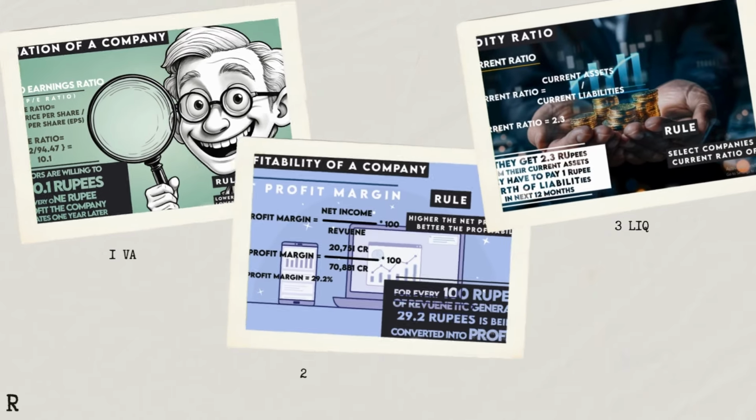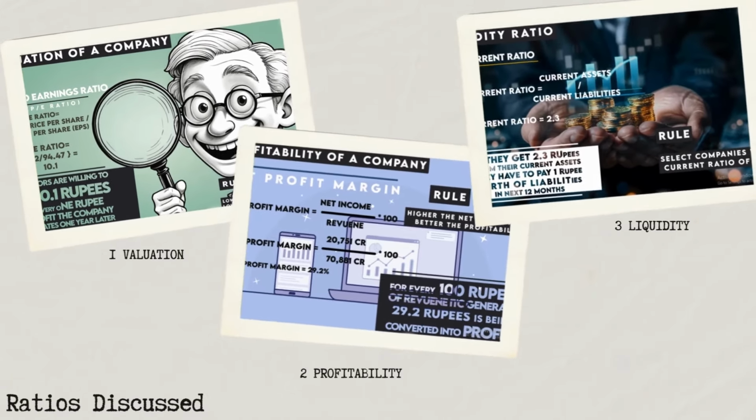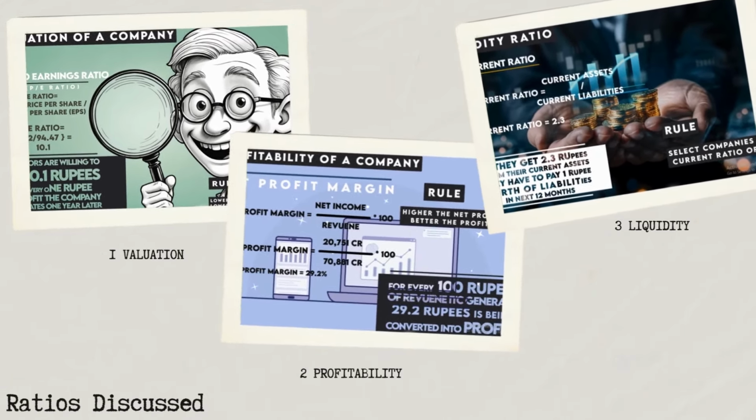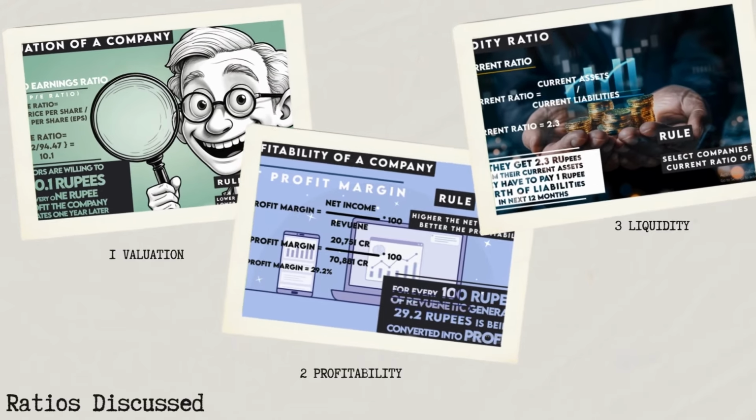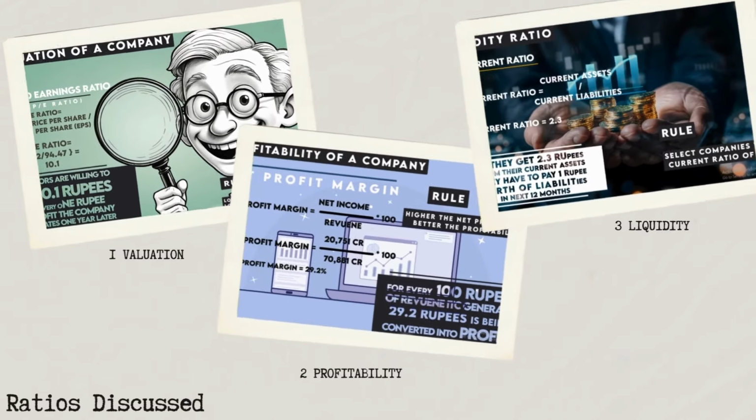Until now, we have spoken about valuation, which can be learned through PE ratio. The second one is profitability, it is net profit margin. Third one is to find liquidity of a company through current ratio, which we just discussed now.